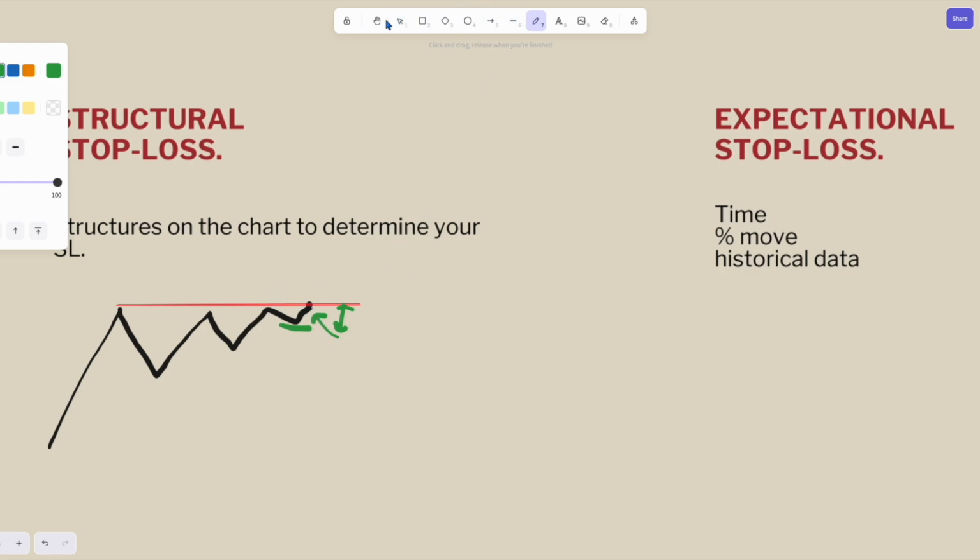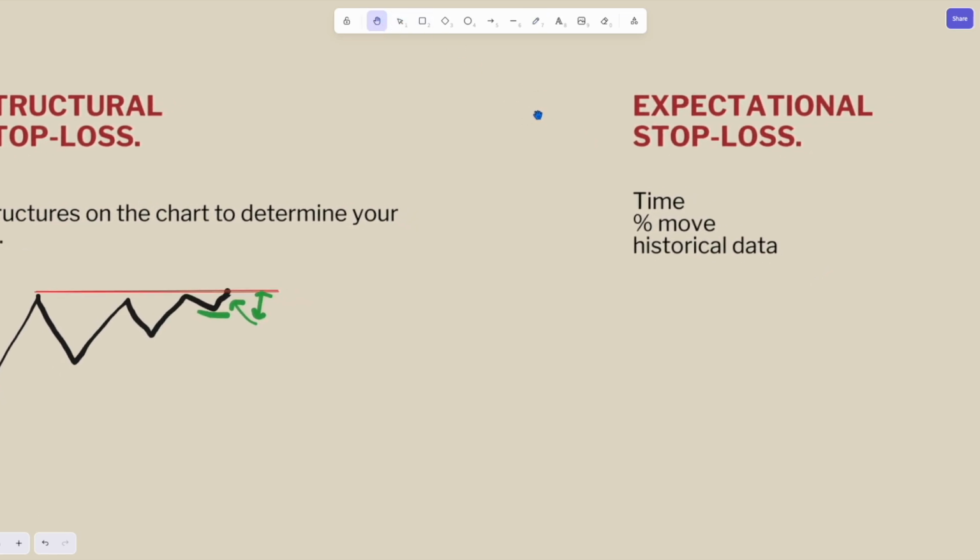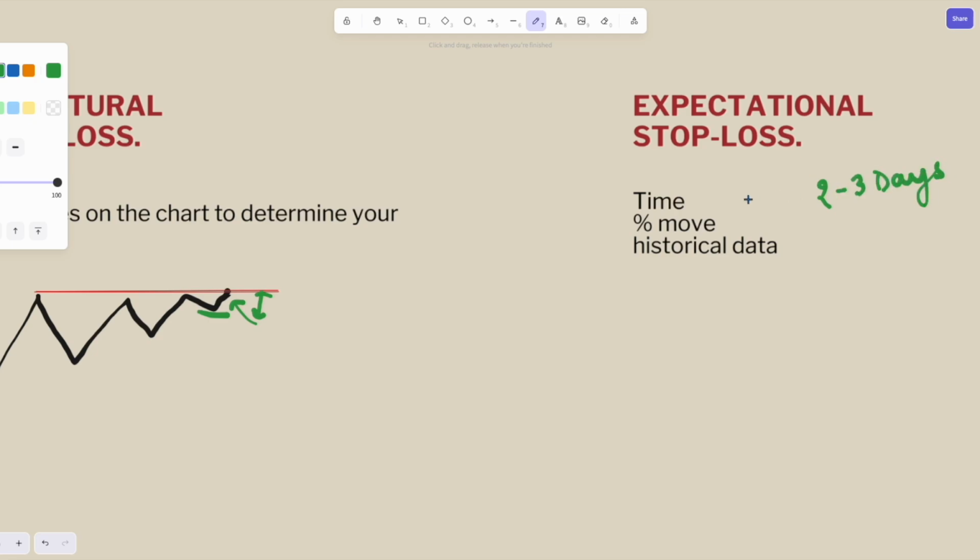Now, the other thing is expectational stop loss. All right, now this has more layers than compared to the structural one. If you see over here, the expectational stop loss can be based on the time. I'm sure you would have seen people that they will say that, if I'm buying a stock and the momentum in that doesn't come in, let's say 2-3 days, I will sell the stock and get out of the stock. All right, that's a time layer of expectational stop loss.